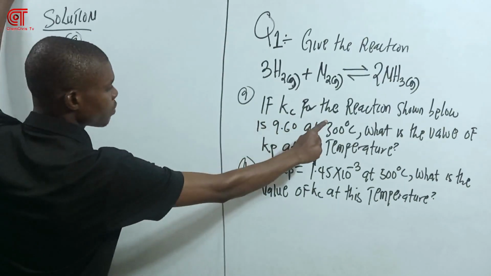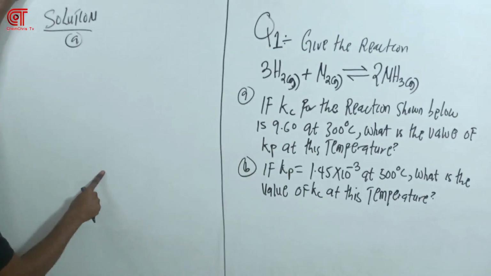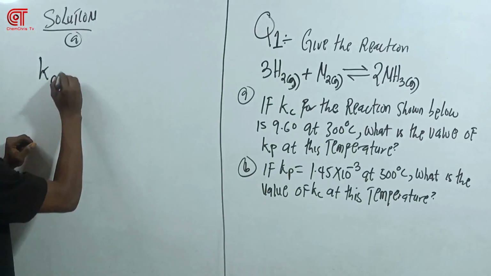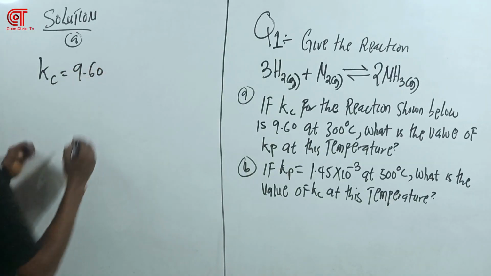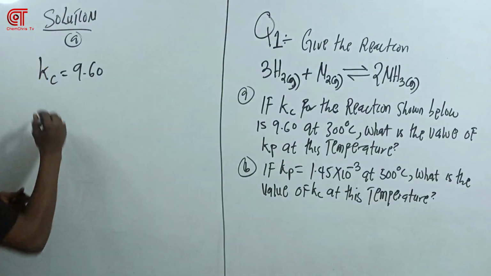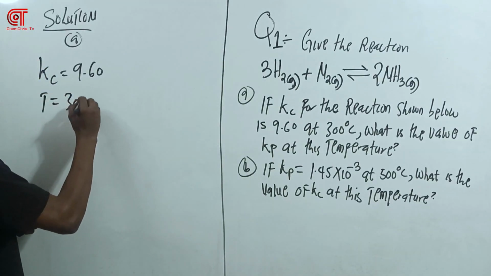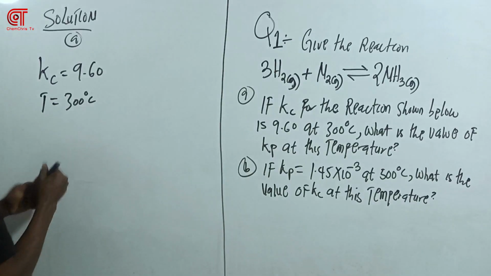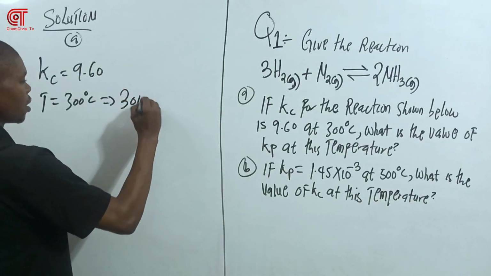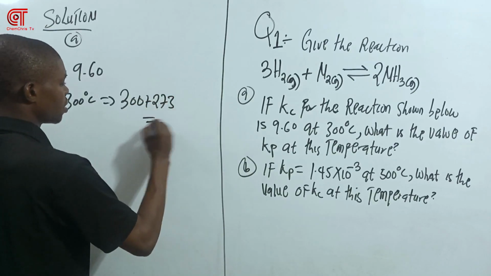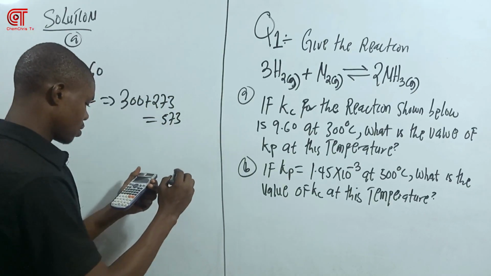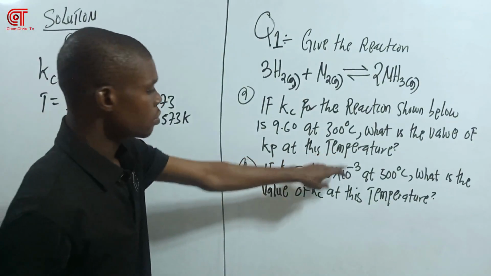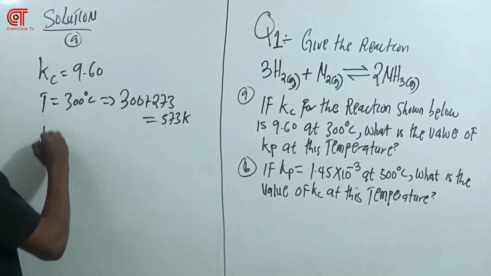So now the question here, they claim the Kc is equal to 9.60, right? And the temperature given to me is 300 degrees centigrade. Remember, you have to convert to Kelvin. You are converting to Kelvin. Here we have 300 plus 273, 573 Kelvin, right? Now I ask, what is the Kp?